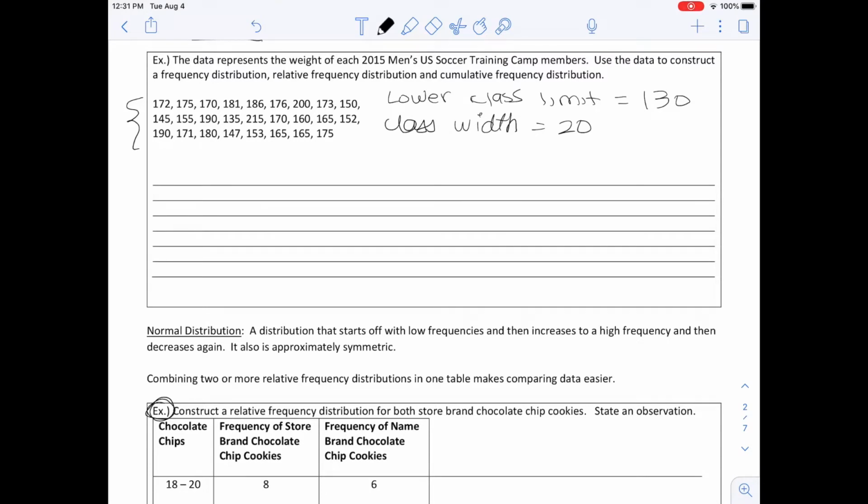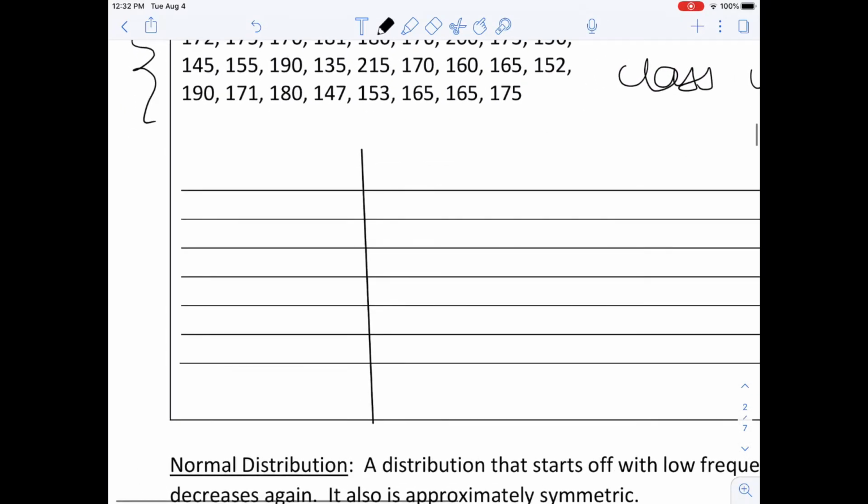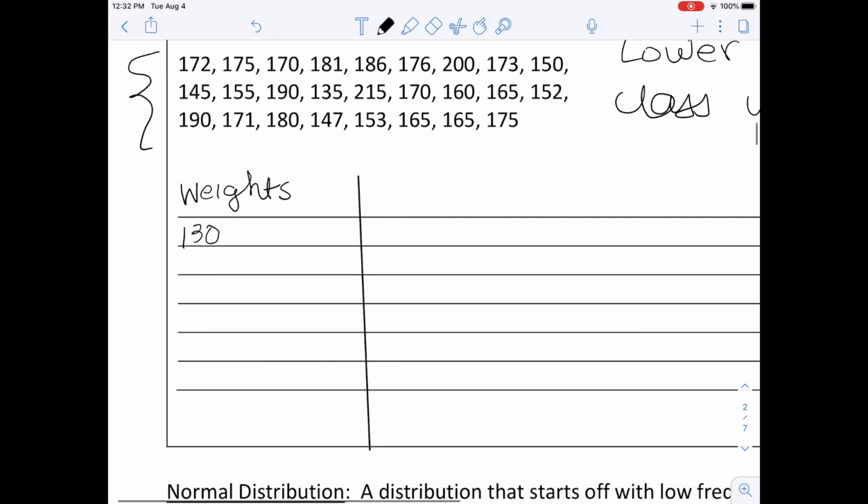There are lines on here to help you organize all your data. The first thing I'm going to do is draw a vertical line down. I'm going to zoom in here and call this weights, since that's the data we are talking about. We're going to start with our first lower class limit, which is 130. The heaviest person on the team is 215 pounds, so I need to keep going with my classes until I hit a class that includes that amount.